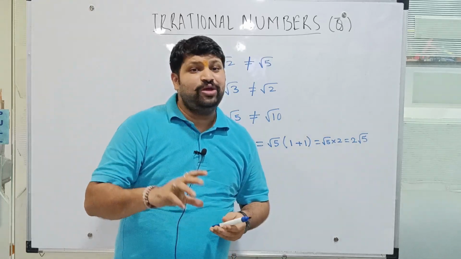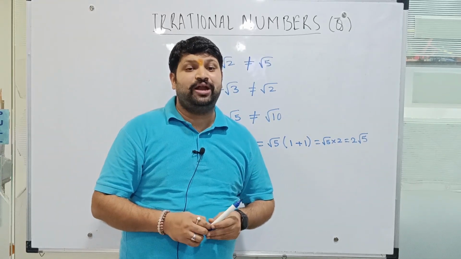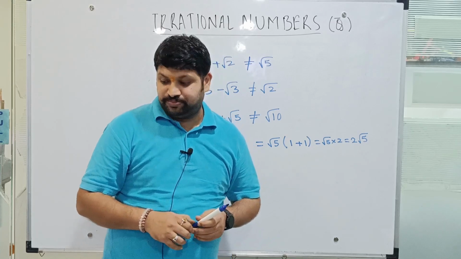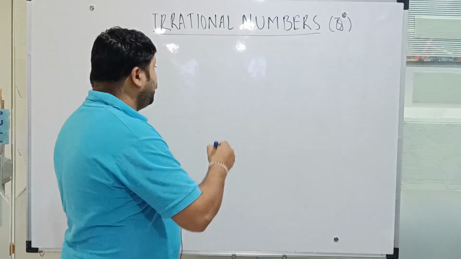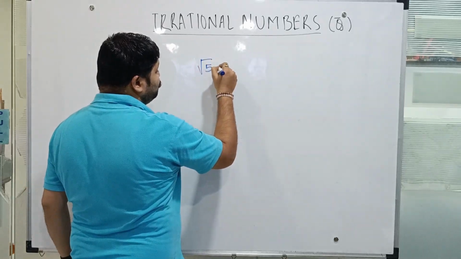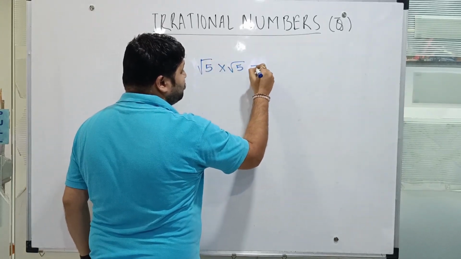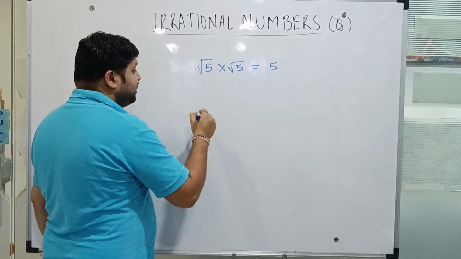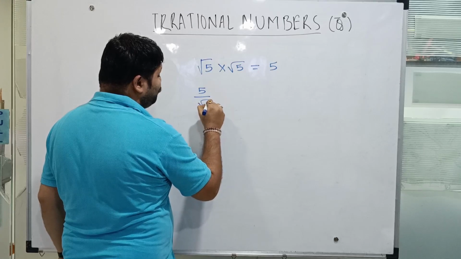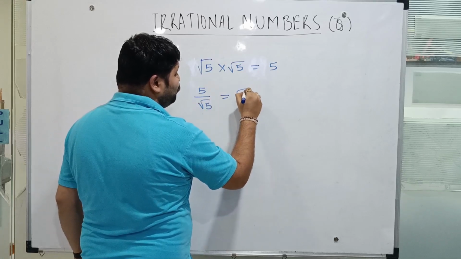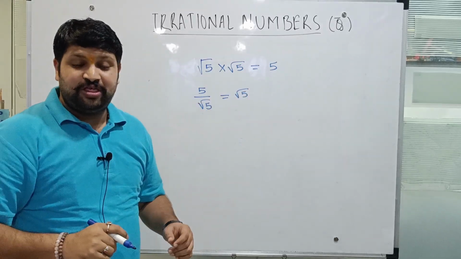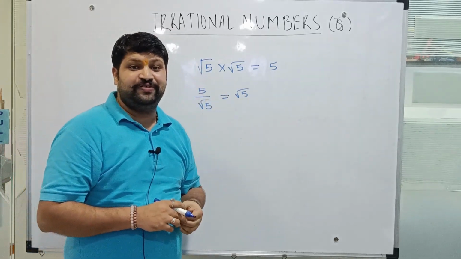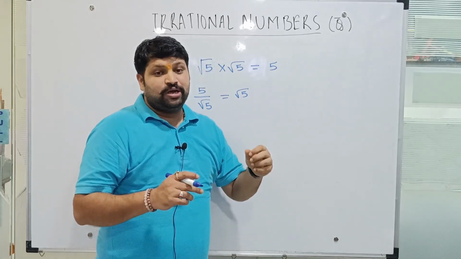Now let us see what things we need to keep in mind when we do multiplication or division of irrational numbers. The first thing that we have is root 5. Let's assume root 5 multiplied by root 5 will be equal to 5, and if I have 5 divided by root 5, then that would be written as root 5. Same way in division. So this was about multiplication and division of irrational numbers.